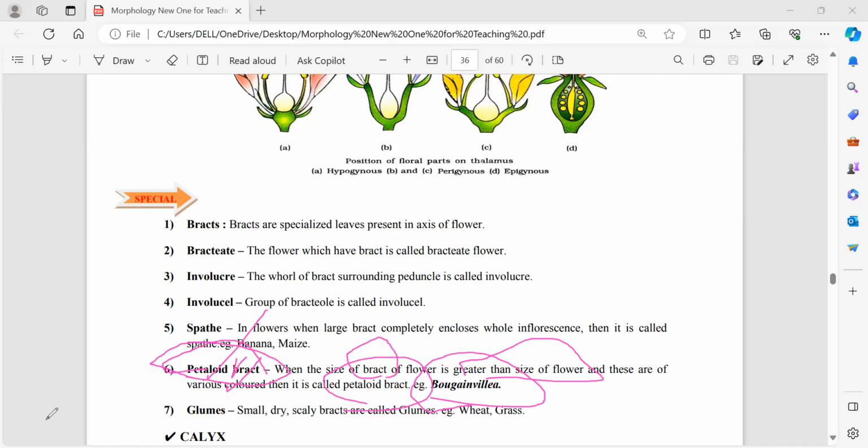Now we have glumes. Glume is an important diagnostic character of the Poaceae family, the grass family. The grass family we call Poaceae, and Poaceae is the alternative name of Gramineae. Gramineae we use in taxonomic literature, as a nomen conservatum.